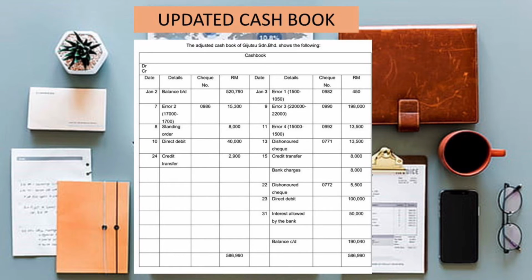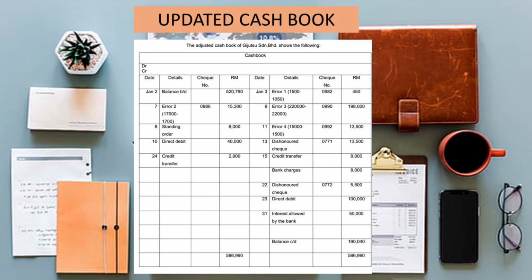Next, we added standing order, direct debit, and credit transfer. This transaction was on the credit side of the bank statement but was not recorded in the original cash book, so we added them in the adjusted cash book. While on the credit side of the adjusted cash book, there were 3 errors made by the original cash book that was less than the original amount, so we added the balance in the adjusted cash book.